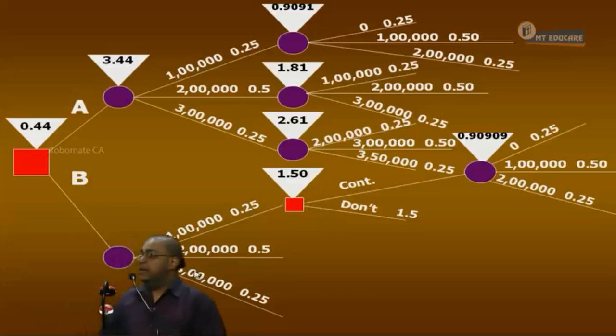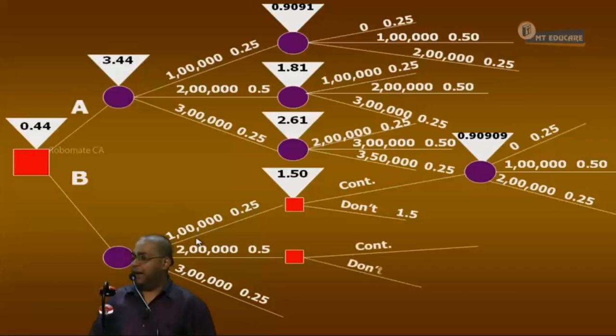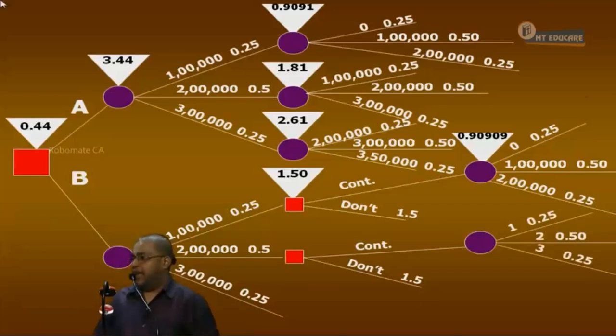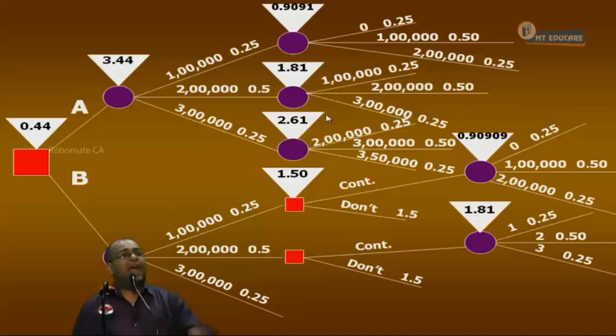Now, first year cash flow can also be 2 lakhs. If it is 2 lakhs, once again what is the decision? Continue or abandon. Abandon, I'll be getting 1,50,000. If I continue, I may either get 1 lakh, 2 lakhs, or 3 lakhs, whose expected value is 1,81,000. I will abandon for 1,50,000, continue for 1,81,000. That number will be 1,81,000. Yes or no?